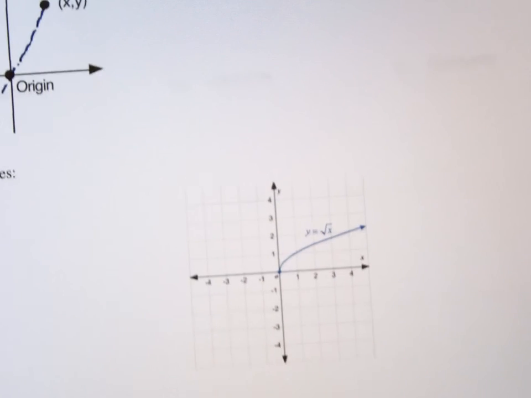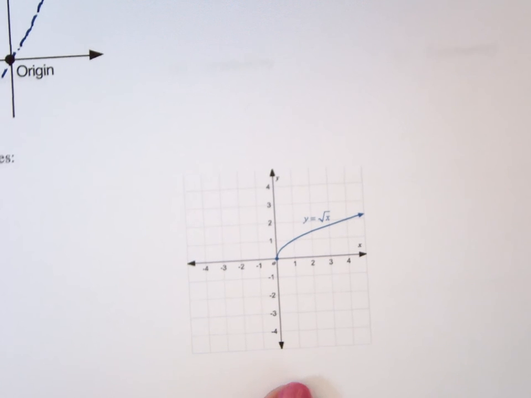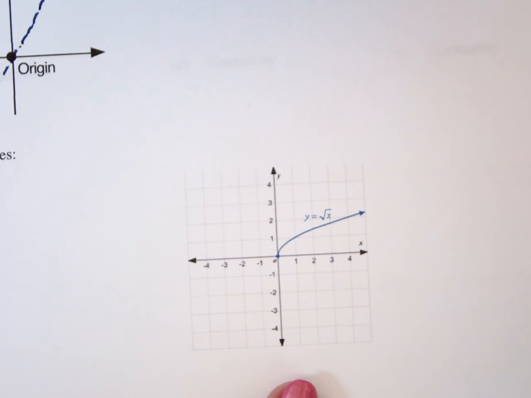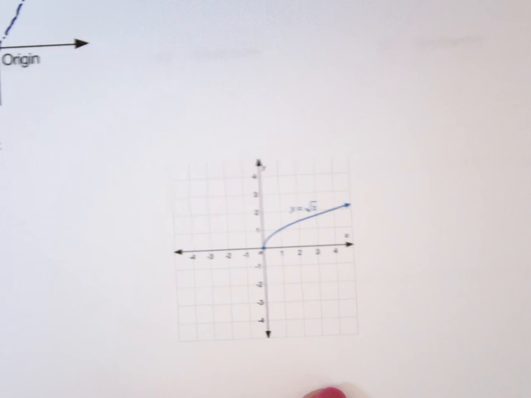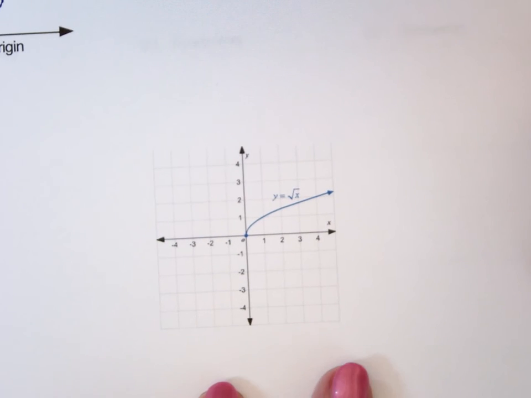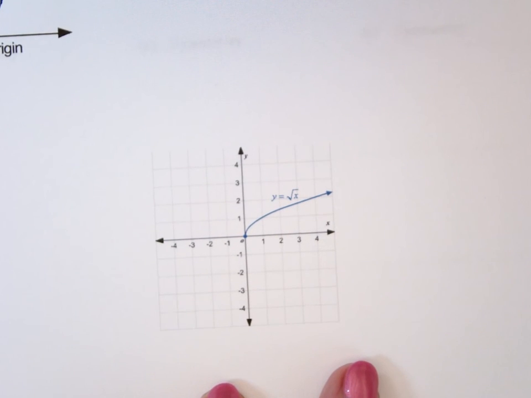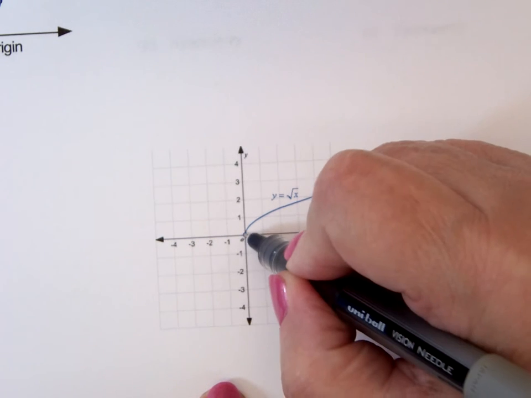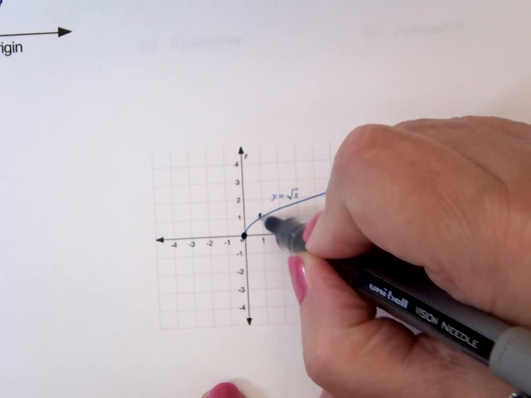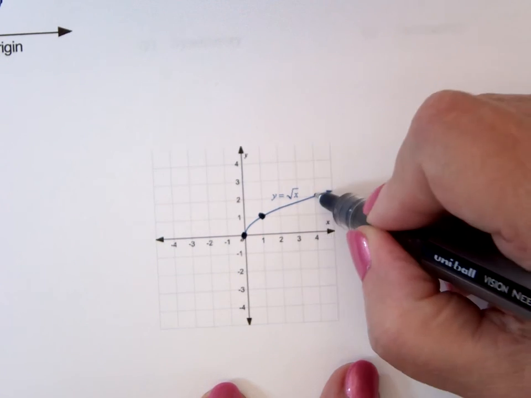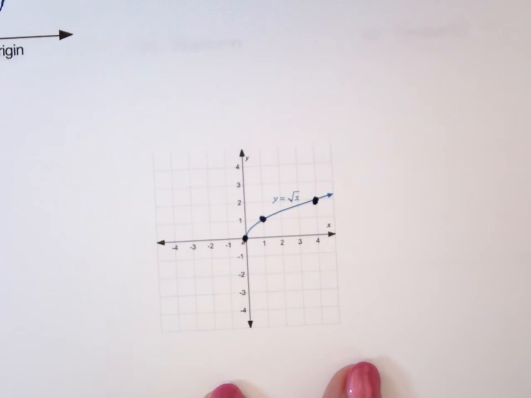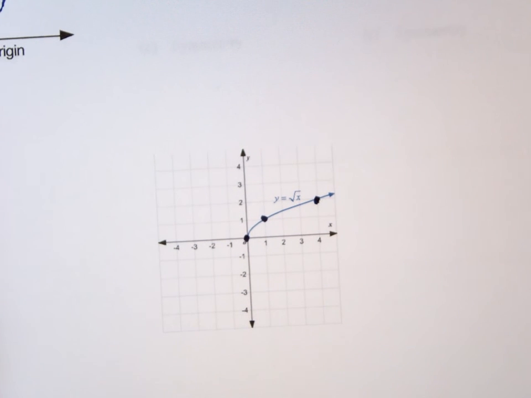Now this is kind of interesting. This is square root. So I'm going to have to work with this sucker. I'm going to have to pull some coordinate points. 0, 0 is a good one. 1, 1 is a good one. 4, 2 is a good one. Anything in between, if you remember, is going to be some kind of a decimal. That's hopefully enough to give me a shape.